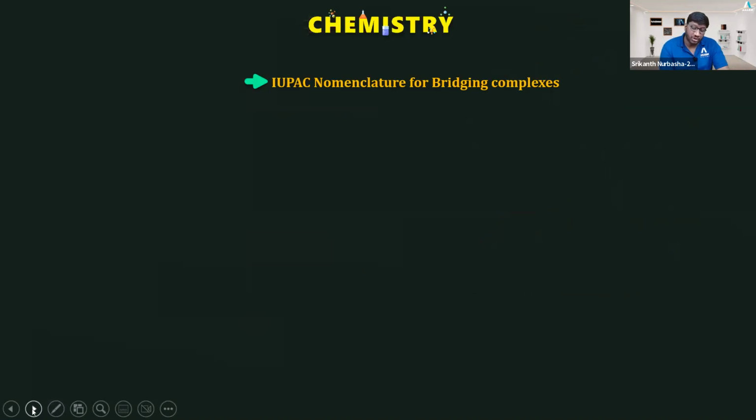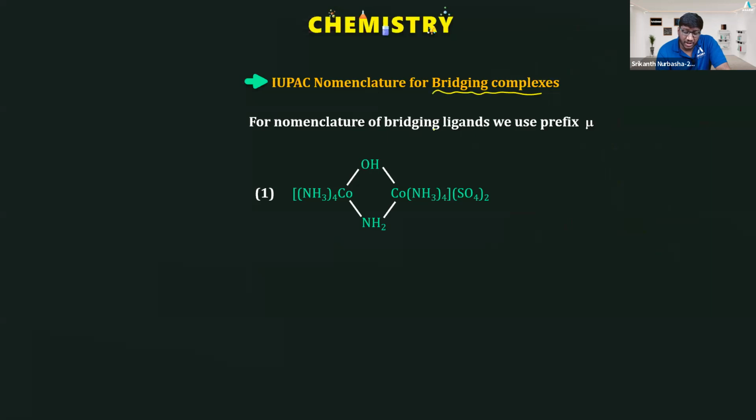IUPAC nomenclature for bridging complexes. Whenever you have a bridge, how do you figure out the IUPAC name? For the nomenclature of bridging ligands, we use the prefix mu, because if you look at this, OH is actually bridged between this metal and this other metal. Between this cobalt and the other cobalt, you have OH and NH2 acting as bridging ligands. Bridge means connecting the two metals. So OH and NH2 are bridging ligands. The NH3 are not bridging ligands.